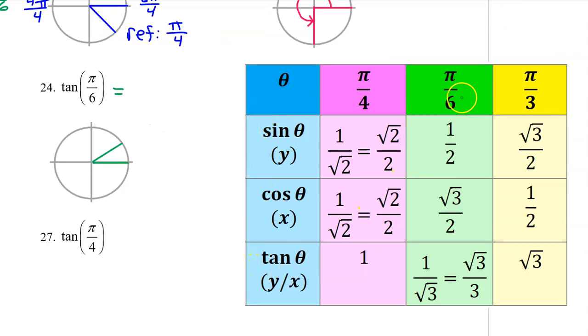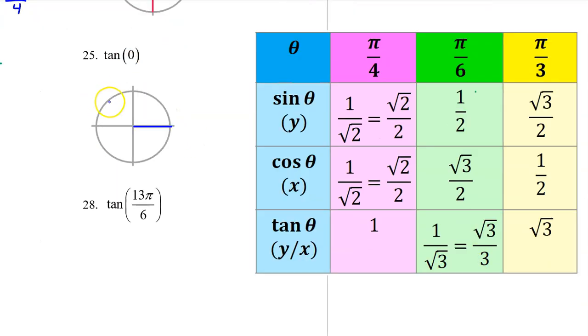The tangent of pi over 6 is one of our memorized facts. So it is 1 over radical 3. Or you could say radical 3 over 3. 0 is the starting point. This is a horizontal line, and horizontal lines have a slope of 0. So the tangent of 0 is 0.